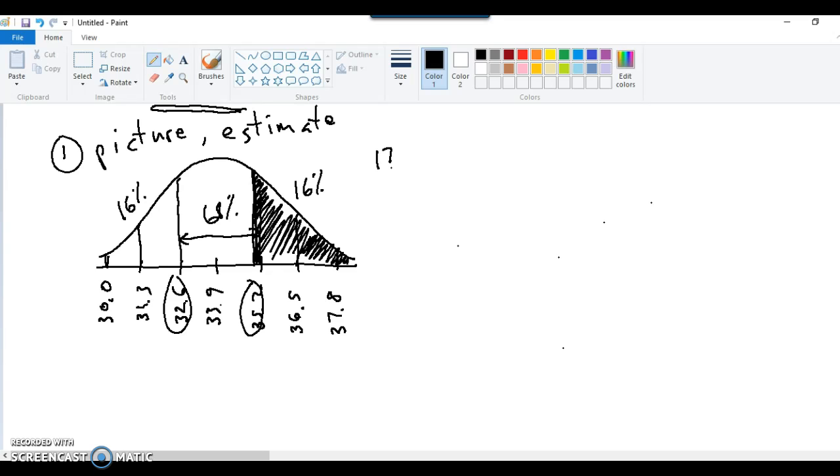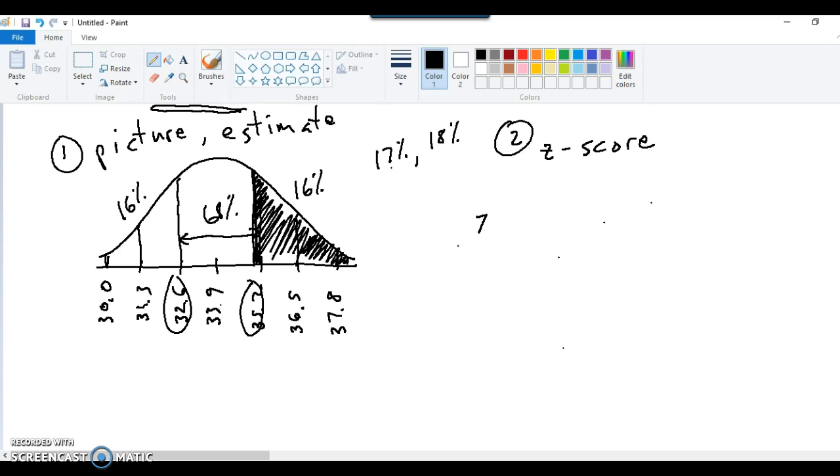That's a rough guess. It's always good to have a rough estimate in mind, so if you make some mistake, you can catch that mistake by knowing what the estimate is to begin with. Okay, so now that we have a picture, we have an idea of what's going on, and we have a rough estimate, step 2 is to compute the z-scores.